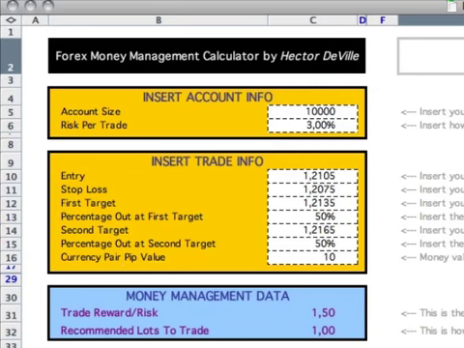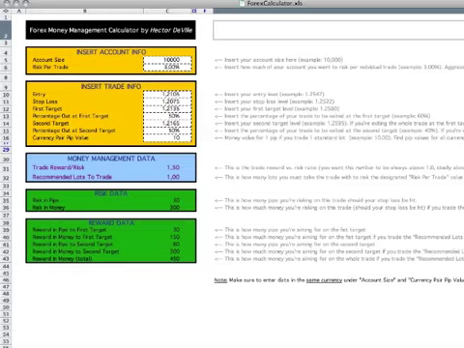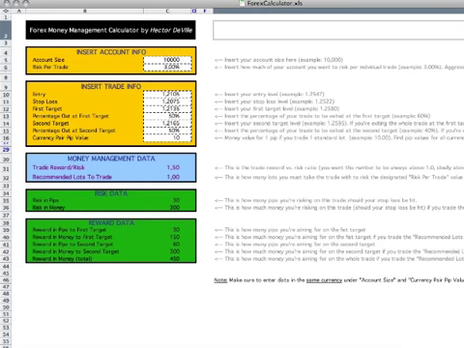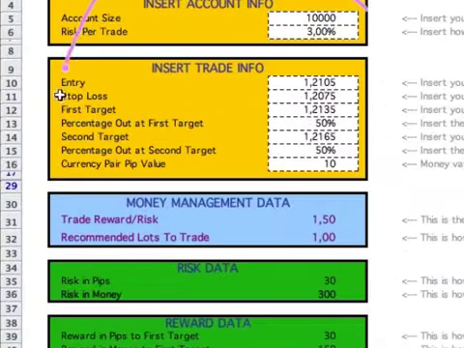But that's not the case for every currency pair. That's why if I scroll here on the right, you will find this link where I've placed all the different values for one pip movement for every single currency pair. So simply visit that link if you want to access that information. Obviously, it's totally free.